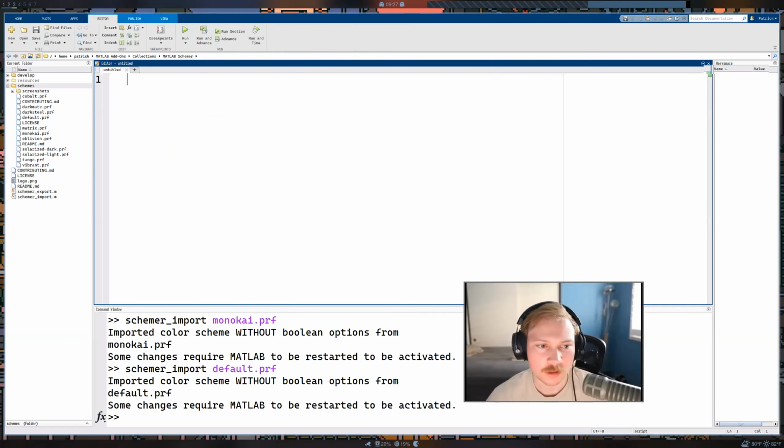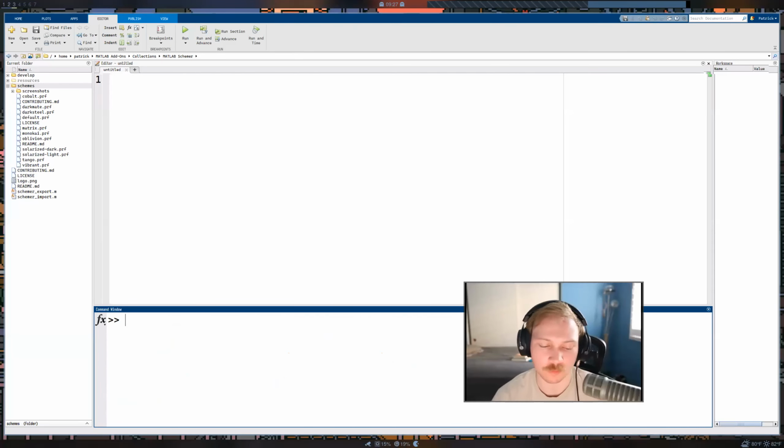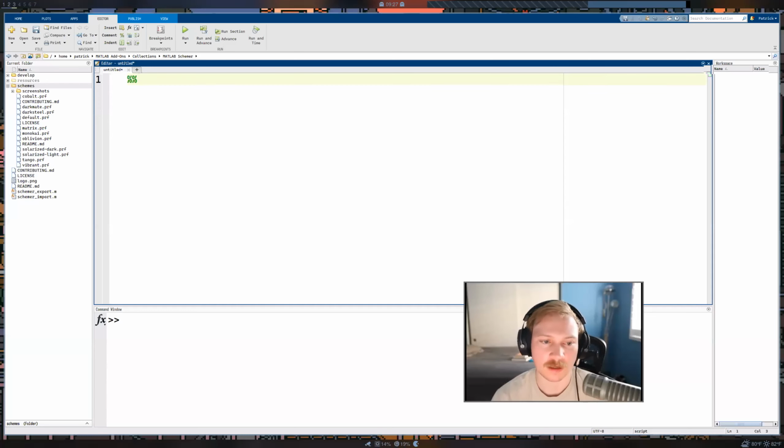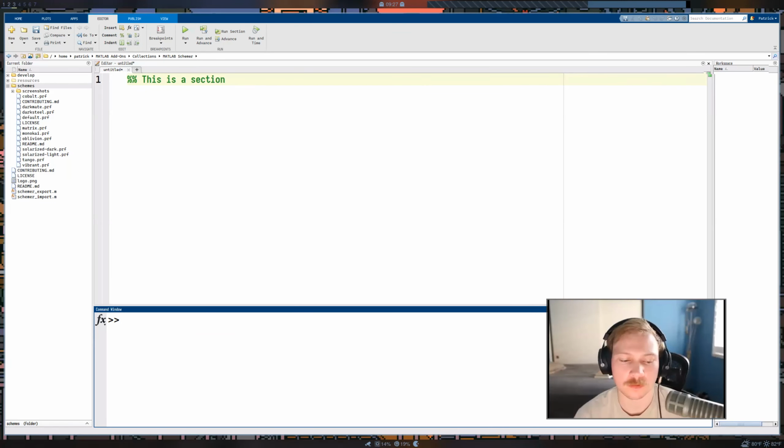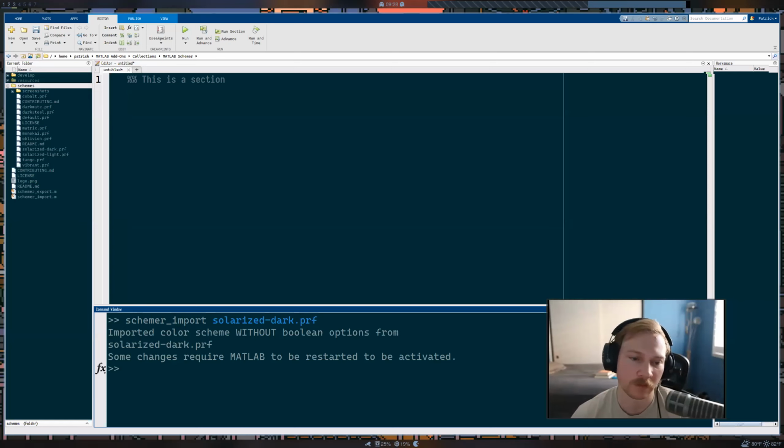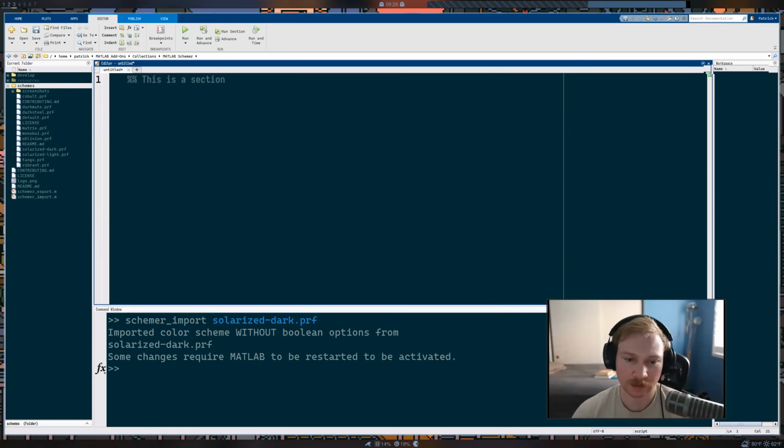One more thing I want to mention. If we're in a script, which we're going to be doing as a class, for every lab we're going to be using scripts. If you have a section, you see by default it's yellow. Let's say we change our theme with schemer_import to solarized dark. I know a lot of people like this theme. I don't love it personally, but you see that this section color you can hardly even tell. It's there, really faint, but the section color is going to change as well.